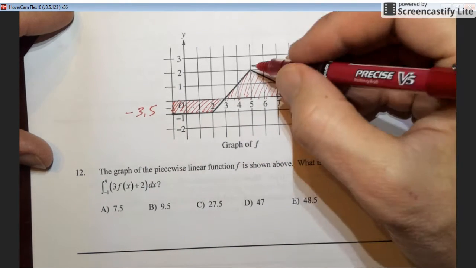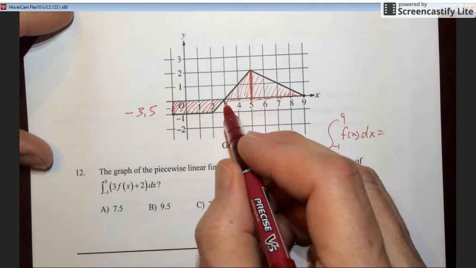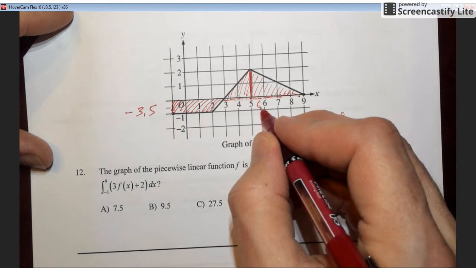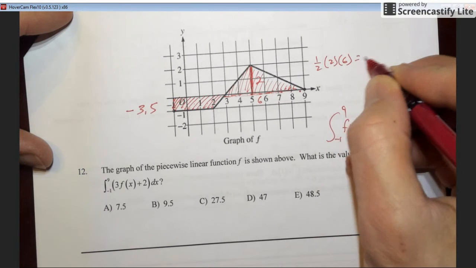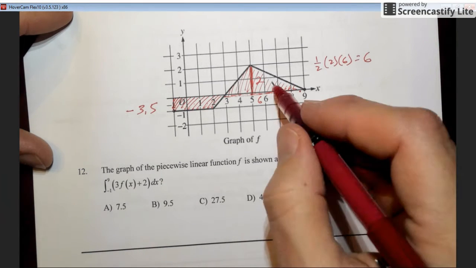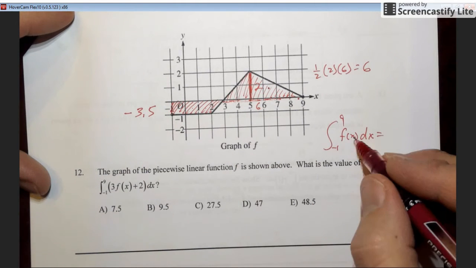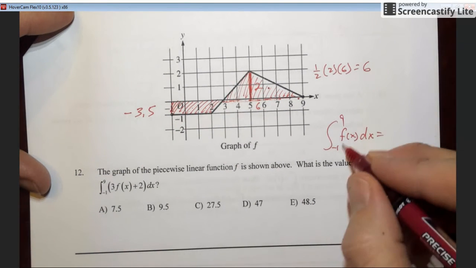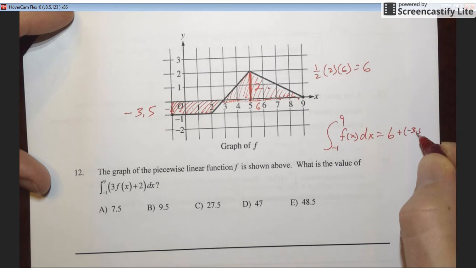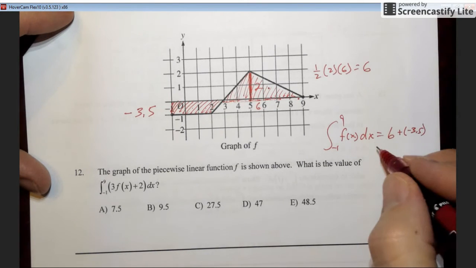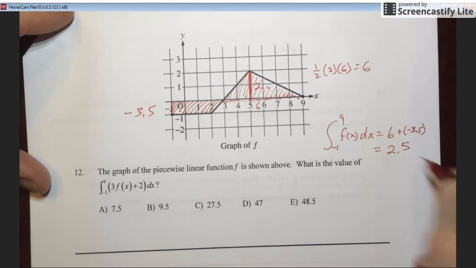Here we have a triangle. The height of the triangle is 2. The base of the triangle goes from 3 all the way to 9, so that's a base of 6. So our area is 1/2 times 2 times 6. So we get 6 up there. So we have 6 positive, and -3.5 negative area. So the integral will be the sum of those two numbers, 6 and -3.5. The integral from -1 to 9 of f of x dx is 2.5.